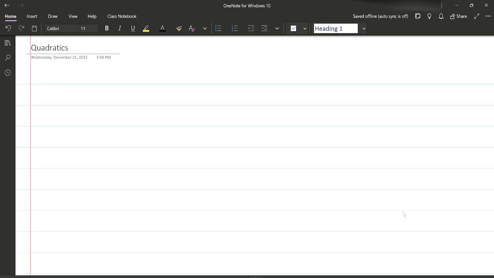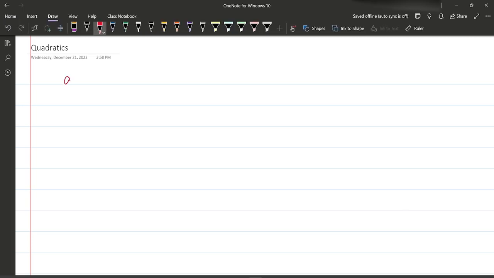So quadratics are basically, let me just change the marker. They're basically in the form ax squared plus bx plus c, and they're usually equal to 0. Okay, and this is generally known as a polynomial. So this is called a polynomial of order 2 because the highest power here is 2.